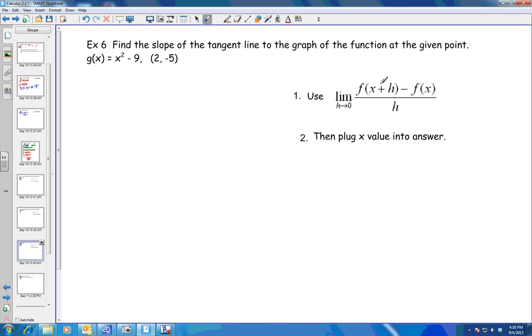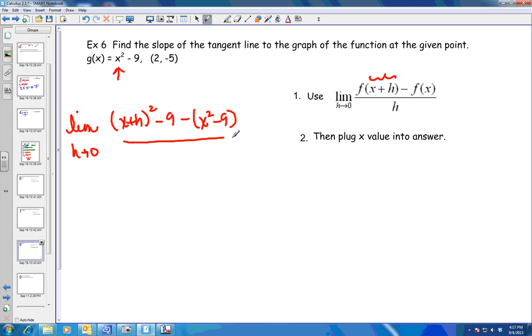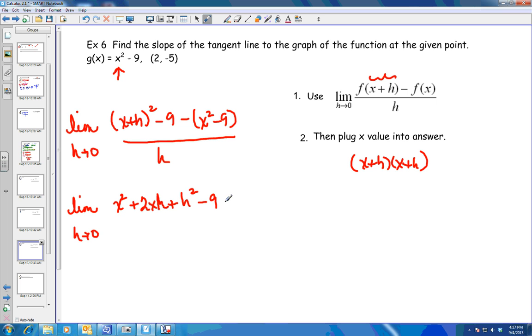All right, so the first thing I'm going to do is plug x plus h in right here. So I'm going to say the limit as h approaches 0, x plus h quantity squared minus 9 minus my original function, x squared minus 9, all over h. The limit as h approaches 0, I'm going to FOIL this out. Remember, when you multiply that out, I get x squared plus 2xh plus h squared minus 9 minus x squared plus 9. I distributed my negative.